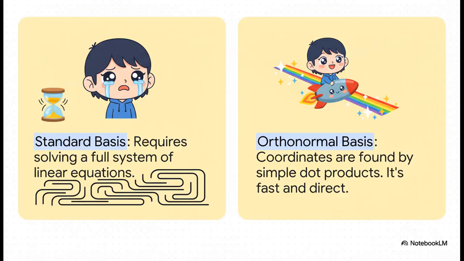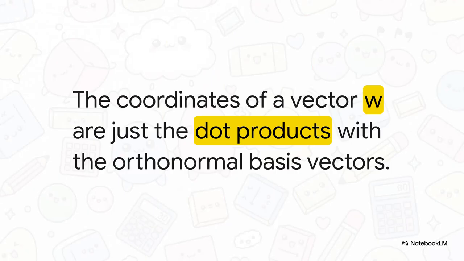And our third and final power-up is all about finding a vector's coordinates. With a normal, messy basis, you're back to solving a whole system of equations again. But if your basis is orthonormal, which just means it's orthogonal and all the vectors have a length of 1, the whole thing becomes ridiculously easy. This is where the magic happens. To find the coordinate of your vector w along any of the basis vectors, you just calculate the dot product between them. That's it. No system of equations, no complicated algebra. Just a handful of simple dot products. It is by far the fastest way to find coordinates, but only if that basis is orthonormal.